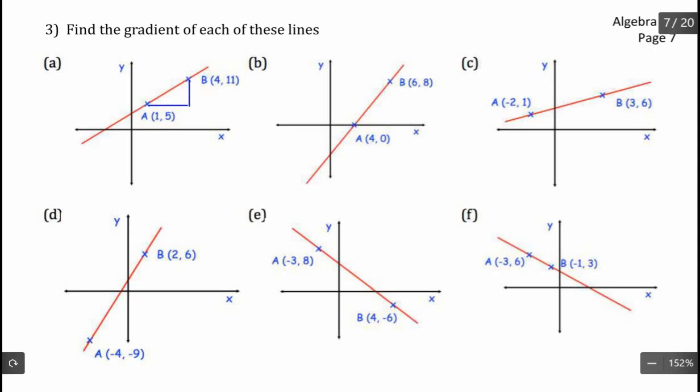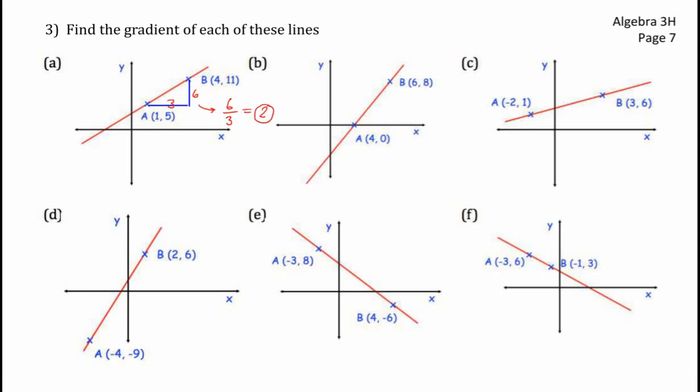Now, what has my run been to get from an x-coordinate of 1 to an x-coordinate of 4? How far across has this line gone? Well, it's gone 3 across, and that's clearly been a rise. It's gone from a y-coordinate of 5 up to a y-coordinate of 11, so that's a rise of 6. So I've got my rise divided by my run, which gives me a gradient of 2. Okay, and just do that for each question.